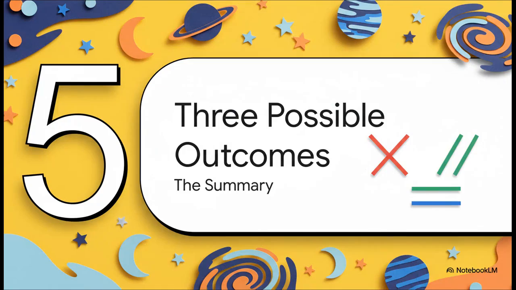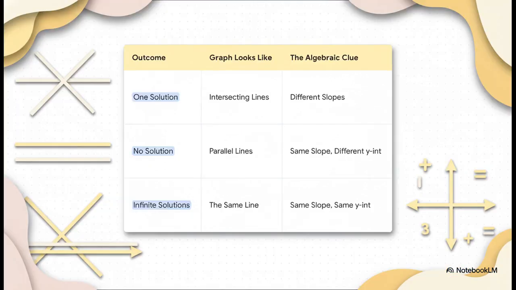So we've explored all the possibilities. Let's pull it all together into one final summary. When you graph a system of two linear equations, it turns out only one of three things can ever happen. This right here is your ultimate cheat sheet. One solution, you're going to have intersecting lines with different slopes. No solution, you've got parallel lines: same slope, different y-intercepts. And infinite solutions? Well, that's just the same line in disguise, with the same slope and the same y-intercept.